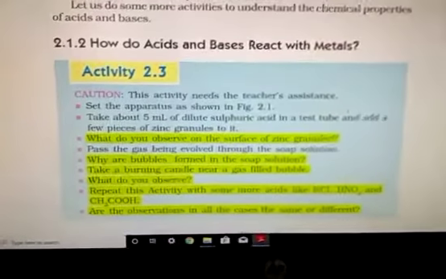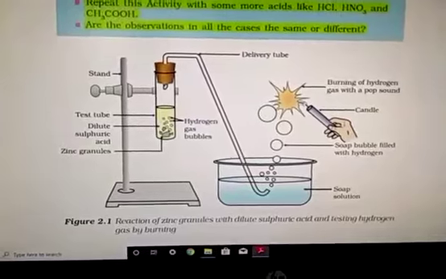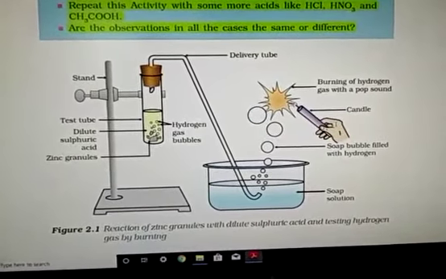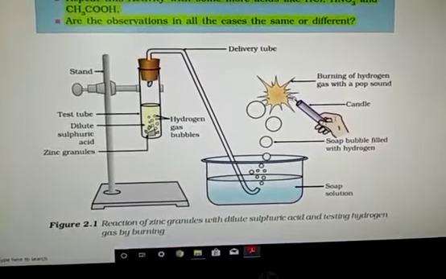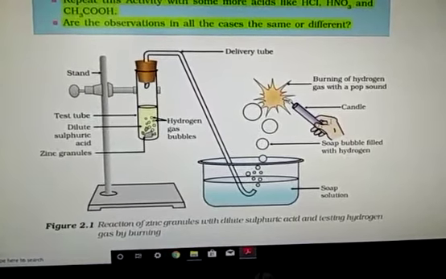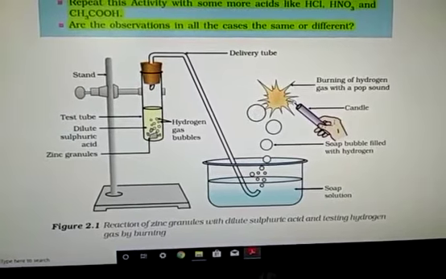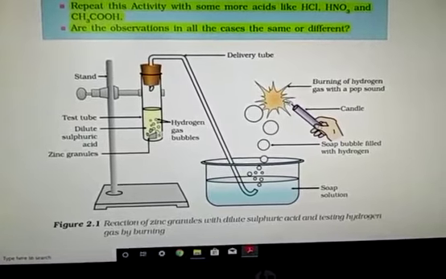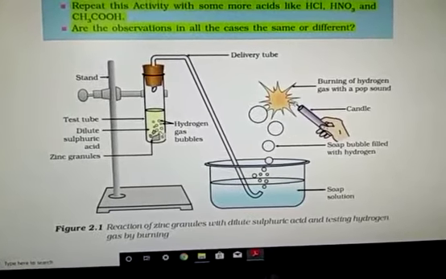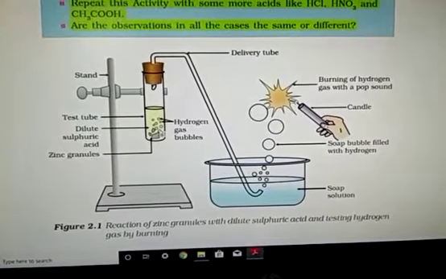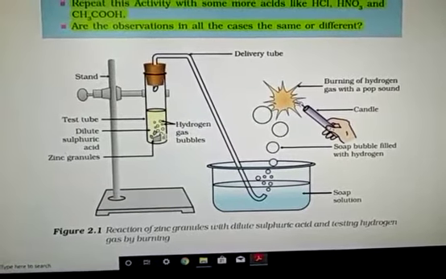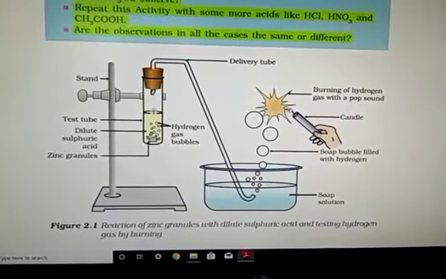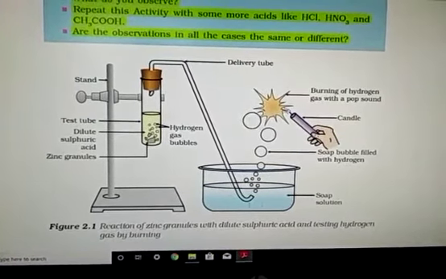First we are doing the activity of metals reacting with acids. For this we take some sulfuric acid in a test tube and we add zinc granules to this test tube. Zinc granules are present as shiny white crystals or pieces in our lab. We put the zinc granules in the sulfuric acid. Then we pass this gas through the delivery tube into the soap solution.